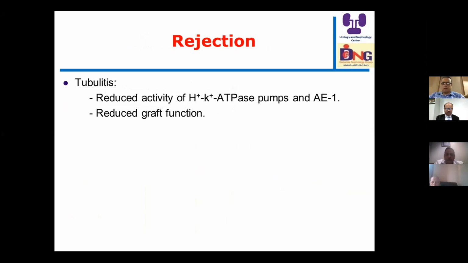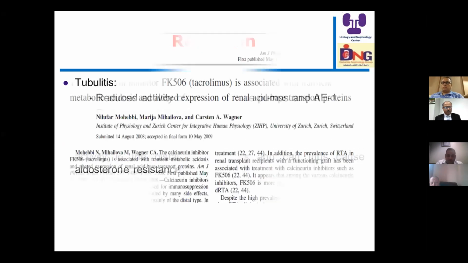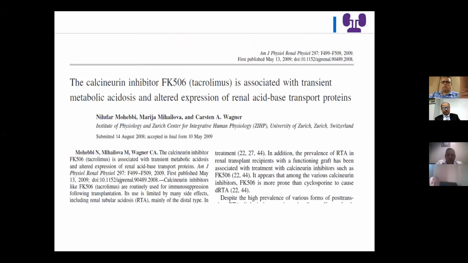Rejection causes metabolic acidosis by decreasing graft function, but in addition to this, it reduces activity of the hydrogen potassium ATPase pump and anion exchanger 1. CNI, as we said before, inhibits mineralocorticoid activity in distal tubular cells, causing aldosterone resistance. This is a paper published in 2009 about CNI, mainly tacrolimus, being associated with transient metabolic acidosis and altered expression of the acid-base transport proteins.